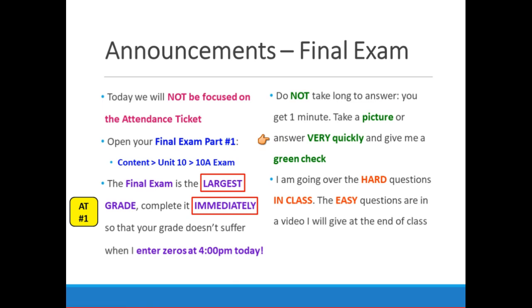Okay, two options: take a picture, or answer it and save it. But with both options, you have to give me a green check. Awesome. Now, just like our midterm exam, it's a little bit too long to go over every question right now in class.